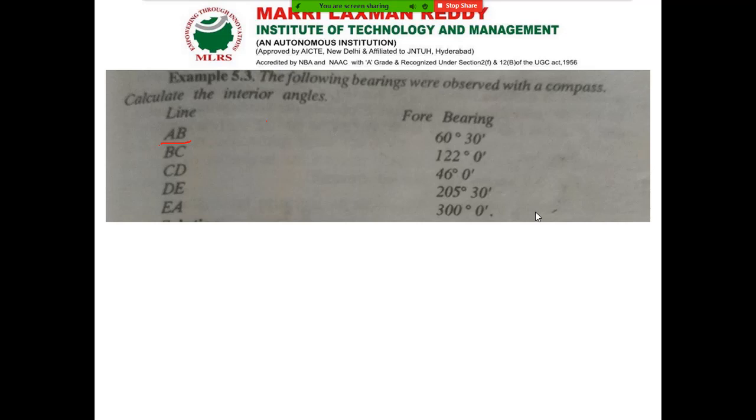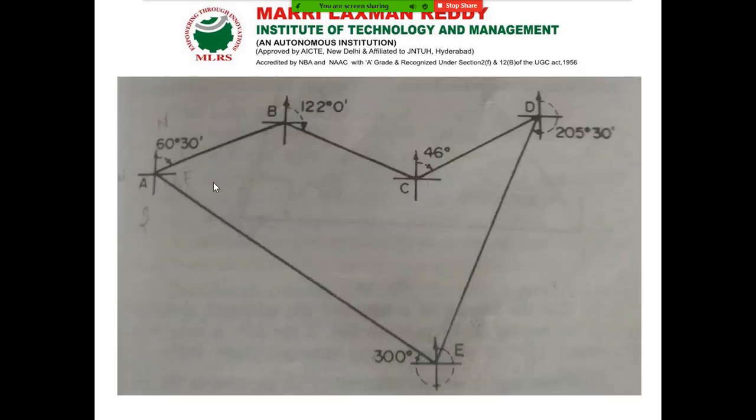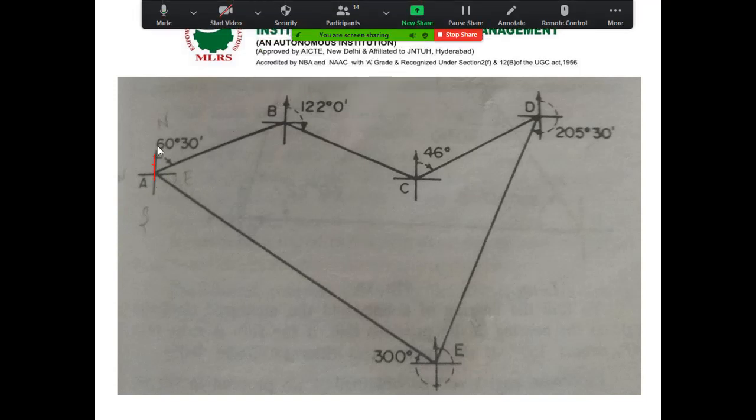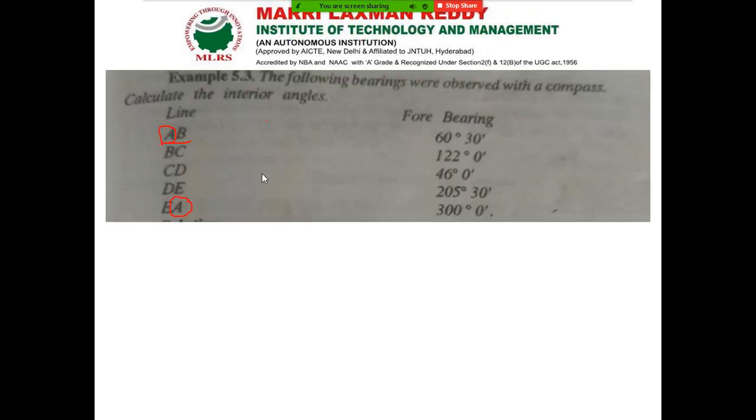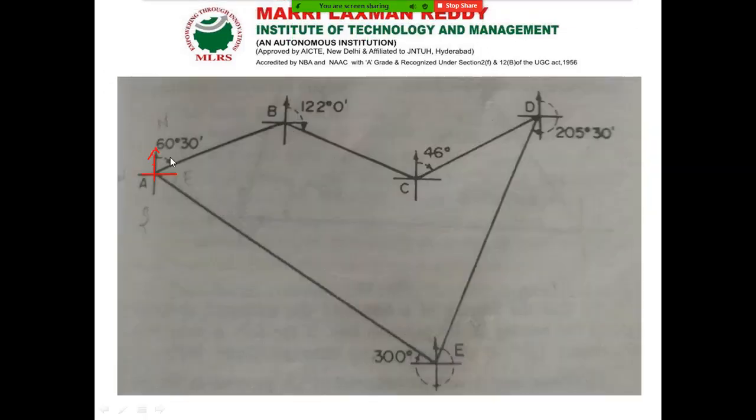Here you need to remember one thing, the starting point and the ending point will be the same. Whatever traverse they have given, that is a closed traverse. First we have to make one diagram for this. First we take one origin, and from that origin, for the line AB it is 60 degree 30 minutes, so we draw a 60 degree 30 minutes angle.